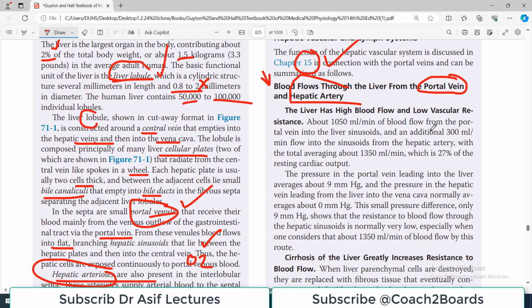Liver has a very high blood flow and low vascular resistance. यानी blood काफी ज़्यादा गुजरता है liver में से, और चूंकि ज़्यादा blood गुजरता है, understandably उसकी जो vascular resistance है वो कम होगी. Because अगर vascular resistance ज़्यादा होगी तो blood गुजरेगा ही नहीं ज़्यादा, है ना?